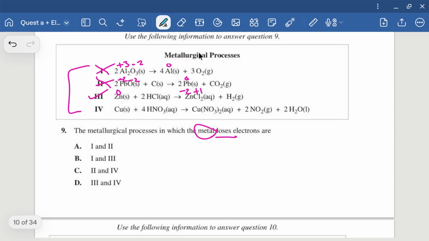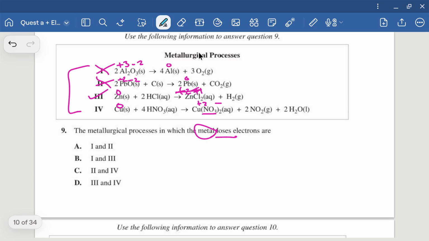And then the last one with copper is going from 0, and within this compound here it is -2. So once again, wait a minute. NO3 would be negative. Copper has to be +2. And that is showing a loss. Which one am I doing here? Zinc here. Oh my goodness.